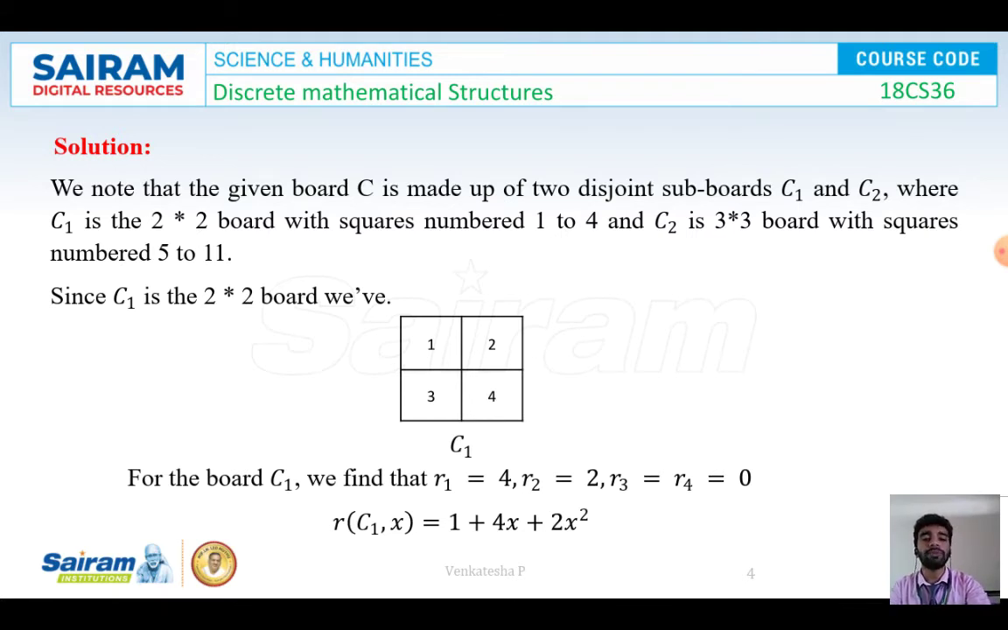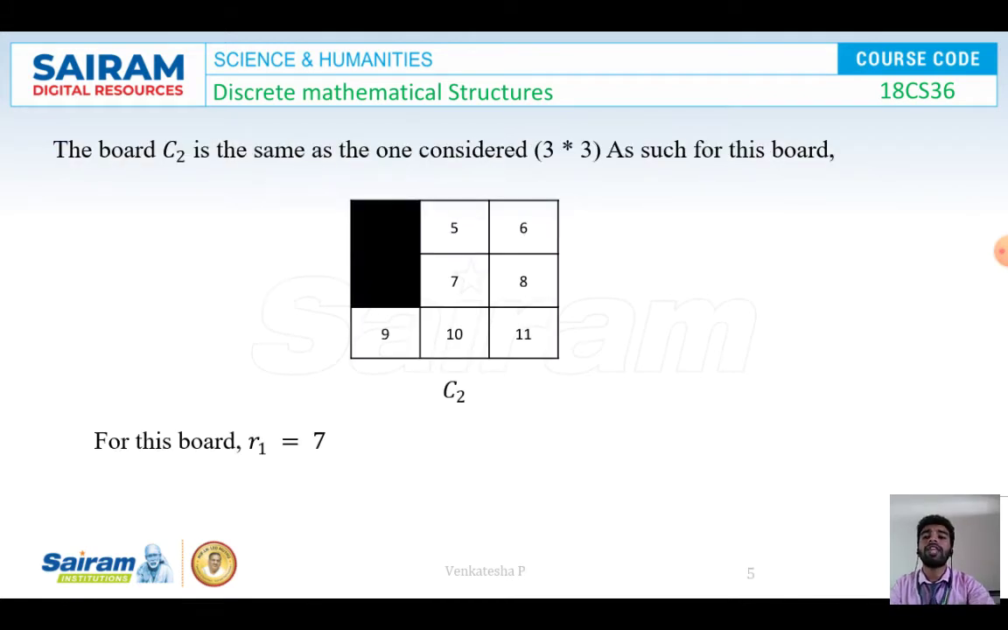Similarly, we have to find the same thing for the C2 board. The board C2 is a 3x3 board numbered from 5 to 11. Since it contains 7 empty squares, the value of R1 is 7 here. Now I want to make two non-capturing rooks. I will get 5-8, 5-9, 5-11, 6-7, 6-9, 6-10, 7-9, 7-11, 8-9, 8-10. And then making 3 non-capturing rooks.